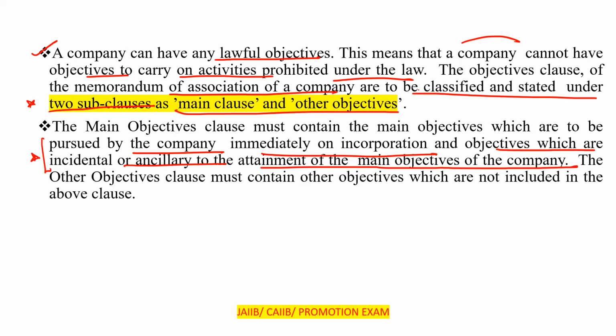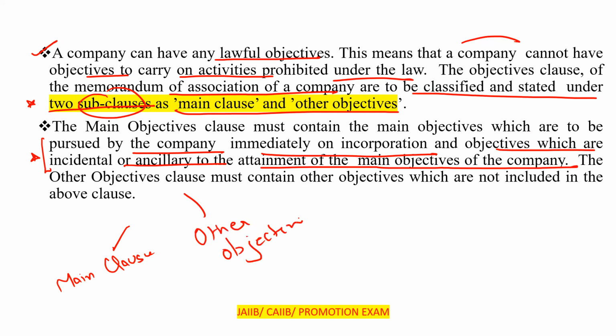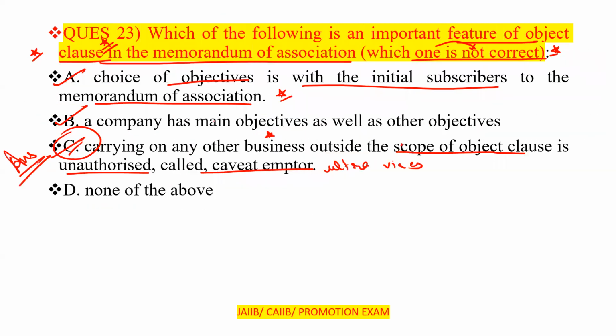Clear? So just remember that there are two subclauses. First one is the main clause. Second one is the other objectives. The main clause must contain the main objectives which are to be pursued by the company. This is what they have mentioned here, that a company has main objectives as well as other objectives. This is also true here.